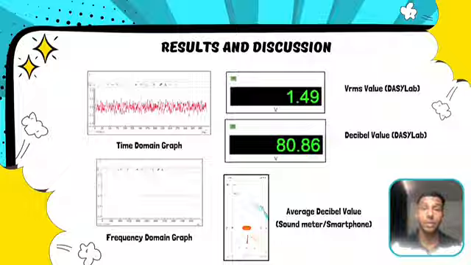Next, the frequency domain graph. It illustrates that the highest peak had occurred at 450 Hz. A sudden spike in the frequency domain graph is due to external noise or interference picked up by the sensor during the measurement. Following that, as you can see over here, the VRMS and the decibel value that was obtained from the DASYLab.